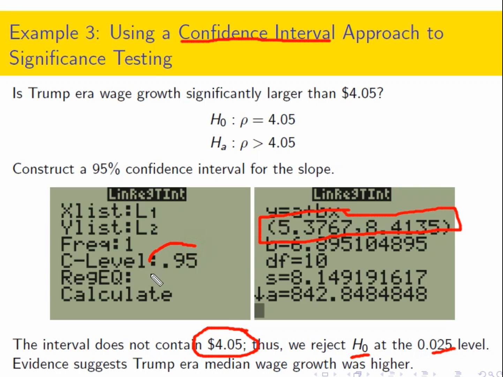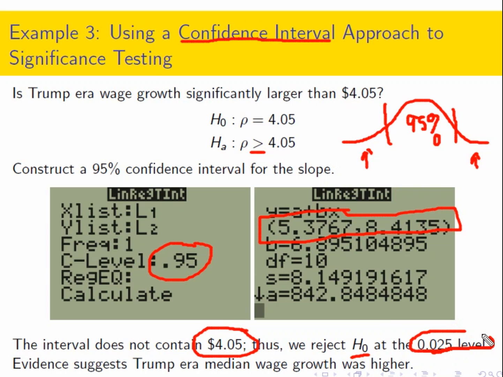Why, when we use the C level, did we end up with alpha equals 0.025? Well, remember, we have this bell-shaped distribution, and this confidence interval is going to cut it off where there's 95% in the middle and a symmetric amount on either side. So I'll end up with 2.5% of the area under this curve to the left of the confidence interval and 2.5% to the right. Since we're doing a one-tailed test, this matches up to a significance level of 2.5% or 0.025. And evidence suggests that in the Trump era, the median wage growth was higher.